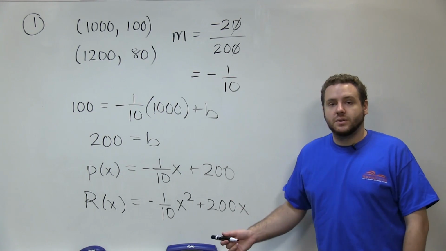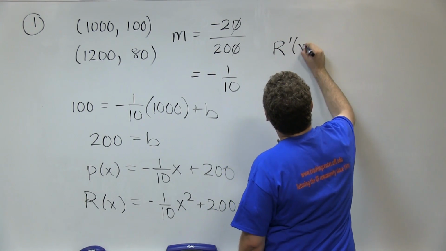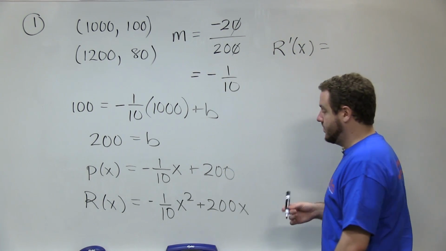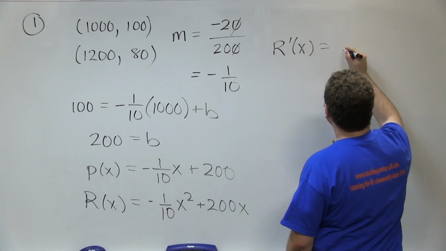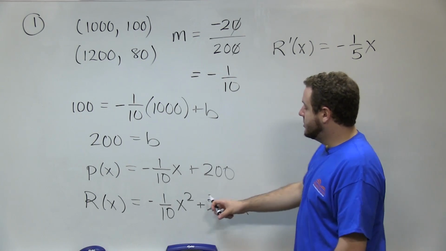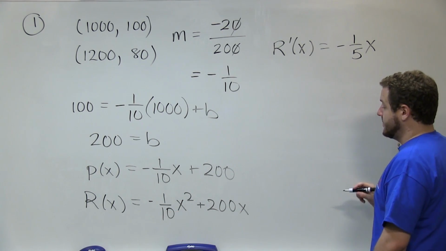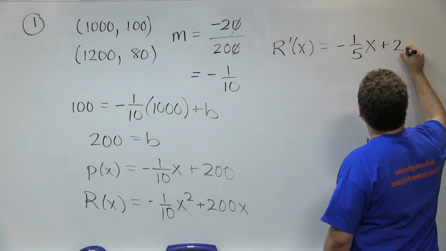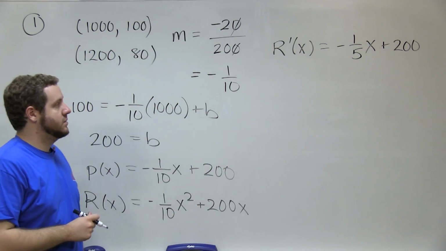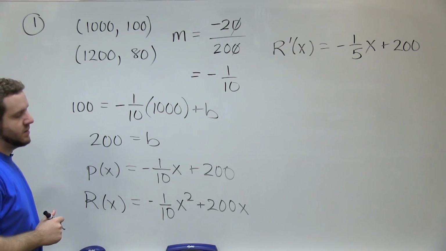So marginal revenue is the derivative of revenue, so r prime. So the derivative here, using our power rule, this would be -1/5 x, because we would bring the 2 down, but the 2 and the 10 can reduce to 1/5. And the derivative of 200x is 200. So there's our marginal revenue function, -1/5 x plus 200.